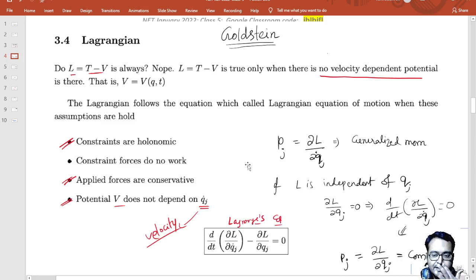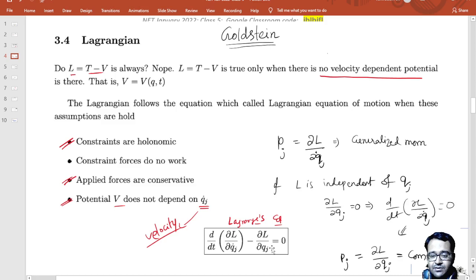And from this Lagrange's equation, we have very immediate consequences. We define this Pj as del L del Qj dot. This is the generalized momentum. It might be a linear momentum, it might be an angular momentum, this might be both.